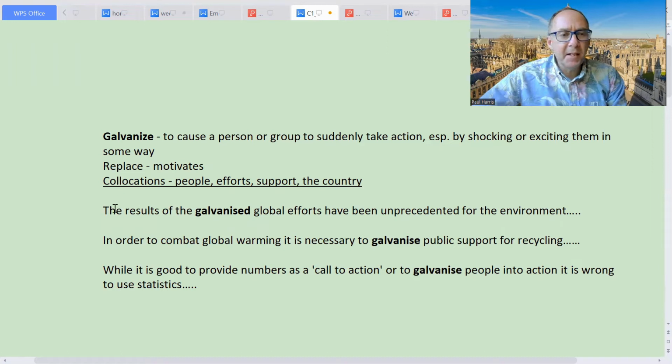So we've got some sentences here at the bottom to show you how they would be used. The results of the galvanized global efforts have been unprecedented for the environment. Okay, in order to combat global warming, it's necessary to galvanize public support for recycling. While it's good to provide numbers as a call to action or to galvanize people into action, it's wrong to use statistics. So we can see here that the verb can be used in some particular ways. Galvanizing public support will be a common structure. Galvanizing people into action to do something, and galvanizing efforts that we talked about here in the collocations, okay?